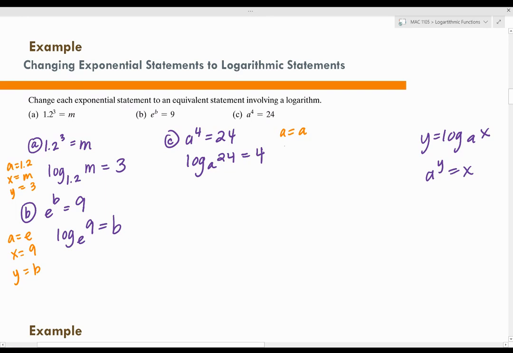Okay, our x was 24, and our y was 4. Okay, so if it helps you to label those parts so that you can put them in the correct form, go ahead and do that, whatever makes it easier for you. All right, so in these problems, we went from exponential form to logarithmic form.